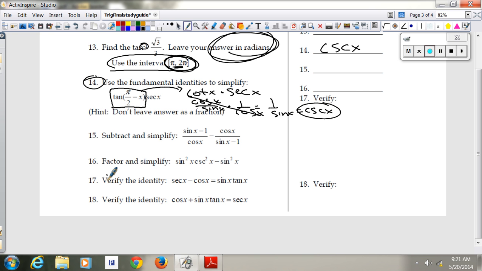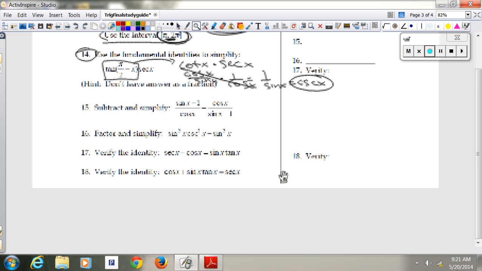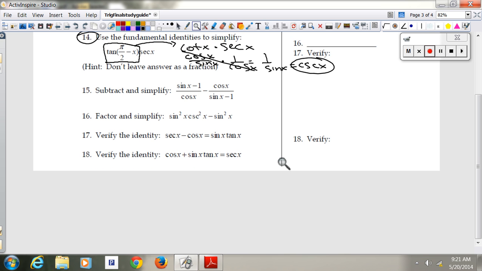All right, 15 is probably tougher than the one you're actually going to get on the test, because you're definitely going to need to do one with a common denominator. But this one's kind of got a little bit more to it. So what would be a good common denominator here? Cosine times sine minus 1. You just have to multiply them together to get your common denominator. There it is. What do I multiply the first fraction by to get this denominator? The sine minus 1, the other denominator.